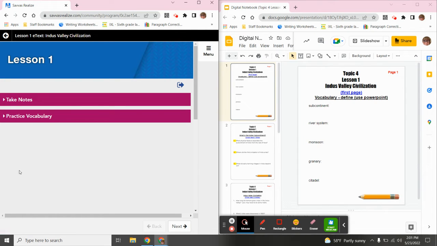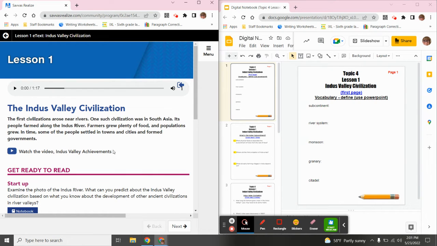Remember, if you get this big wall in your way, just click this arrow and it will move it out of your way, and then you can see the text.